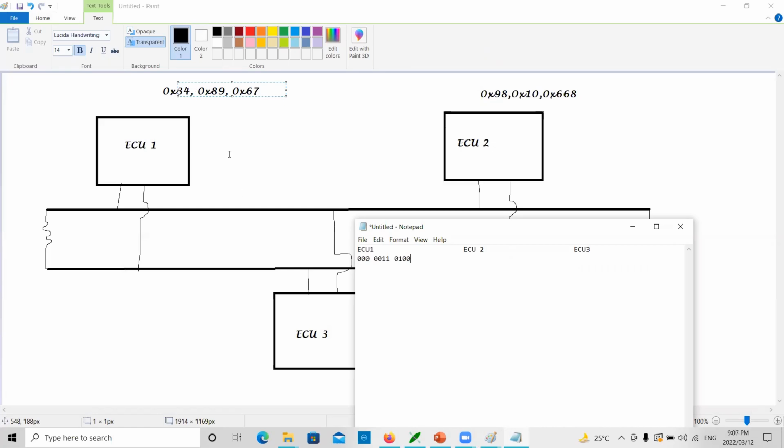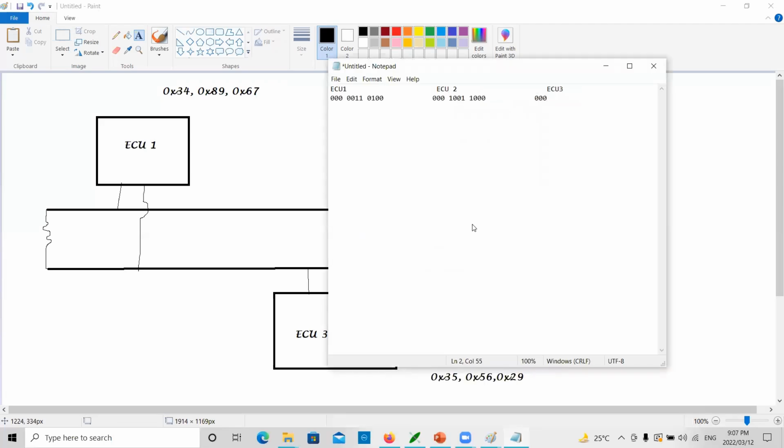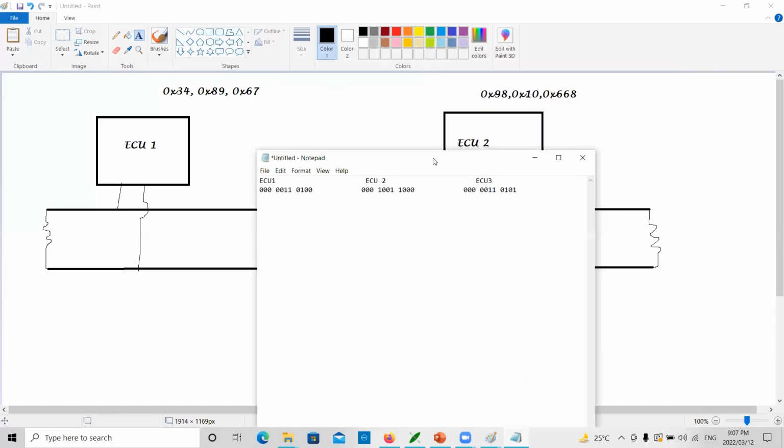I'm just getting the binary equivalent of these IDs. Okay, 34. Again, 98 can be written like this. First the top bits 0 0, and then 1 0 0 1 is equivalent to 9, right? And then 8 is 1 0 0 0. Then for 35, it is 0 0 0, and 3 can be written like 0 0 1 1, and then for 5, 0 1 0 1. Correct? Okay. Correct, sir.